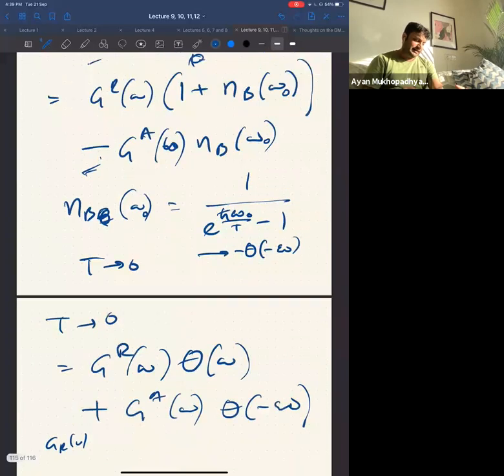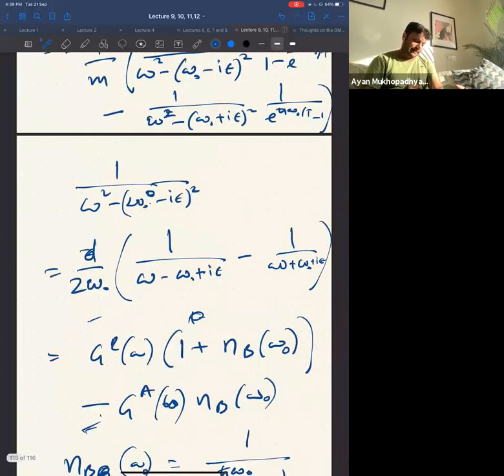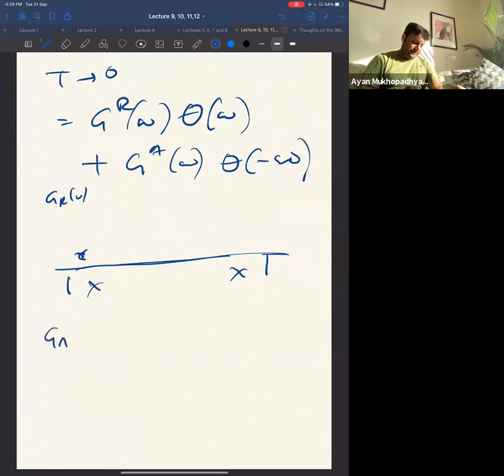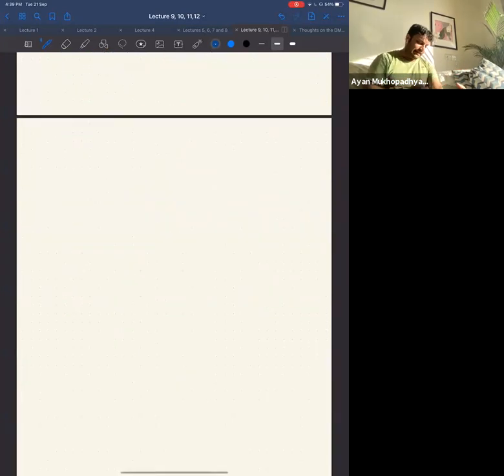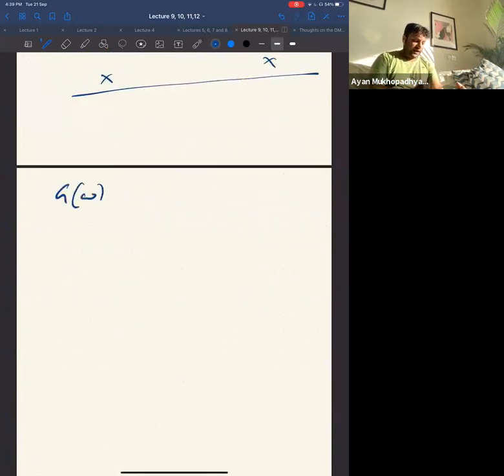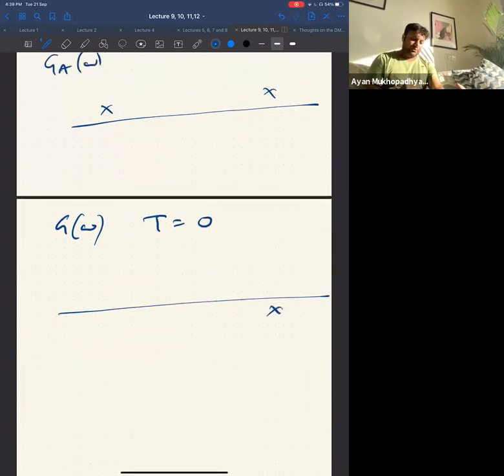And this is what is reflected here, omega minus omega naught plus i epsilon and omega naught minus. We have shifted both of these poles downwards. For the advanced response, you take this and you shift both of them upwards. For the Feynman propagator at t is equal to 0, you shift the positive pole downwards and the other pole upwards.